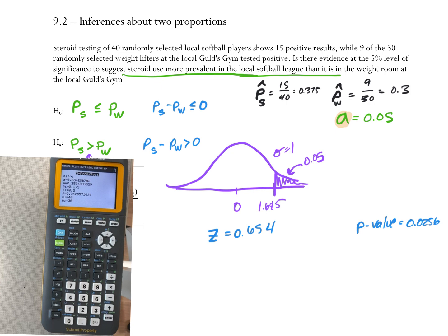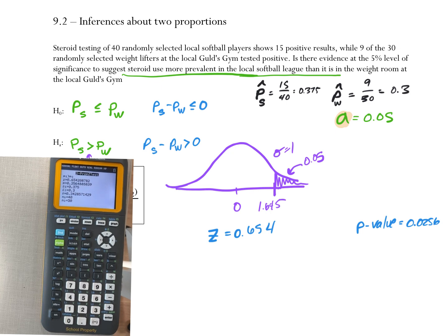What did you get? Yeah, laugh now, cry later. It's because you put 9 over 50. It's 9 over 30. Oh. Everybody good? Yep.